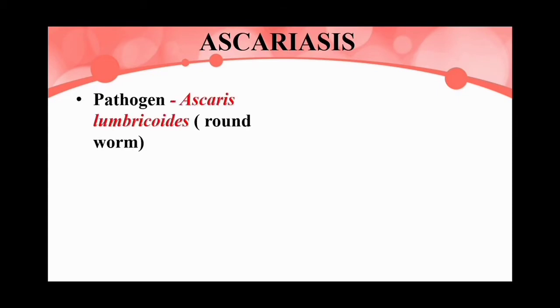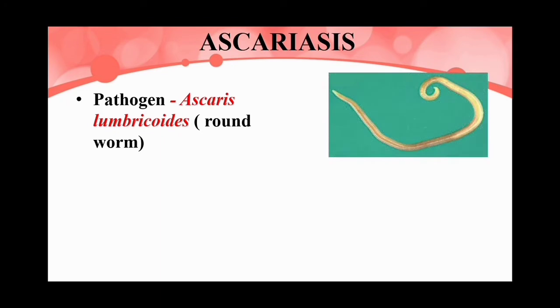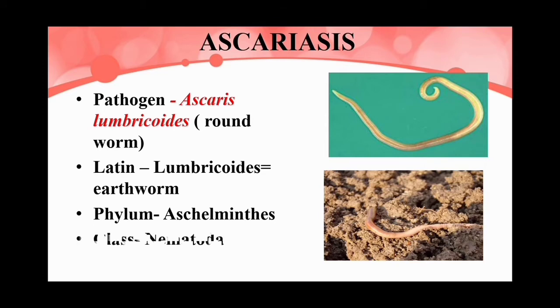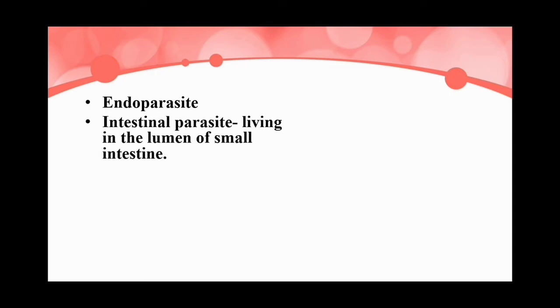Ascariasis is the disease caused by the pathogen Ascaris lumbricoides. It's a roundworm. In Latin, the word lumbricoides means earthworm. By appearance, Ascaris resembles the earthworm. Ascaris comes under the phylum Helminthes and belongs to the class Nematoda. It is an endoparasite that specifically lives in our small intestine, so we can call it an intestinal parasite.